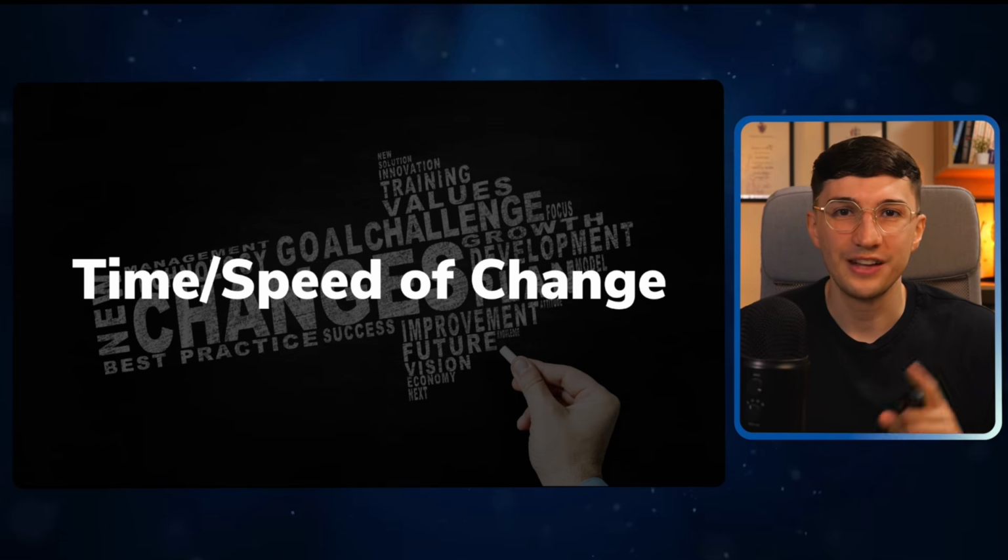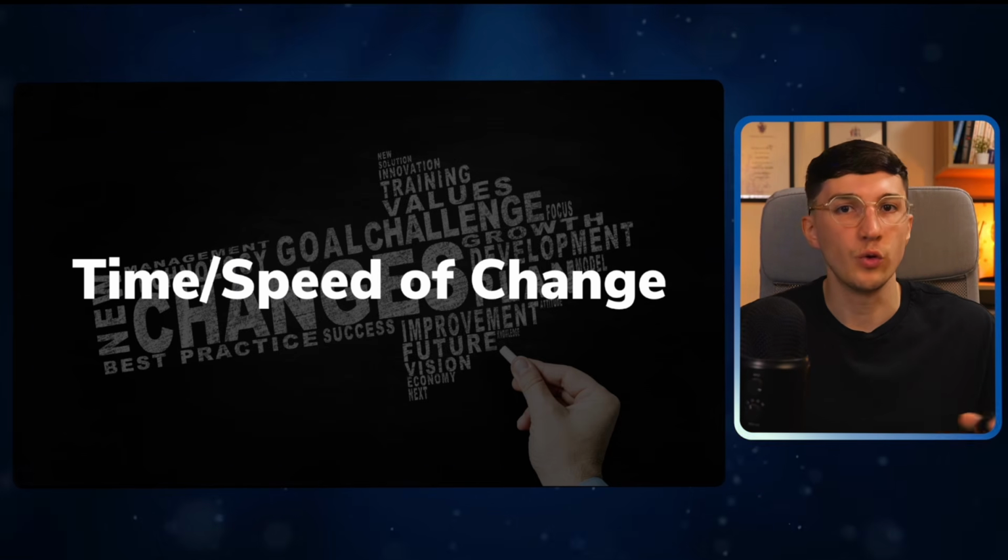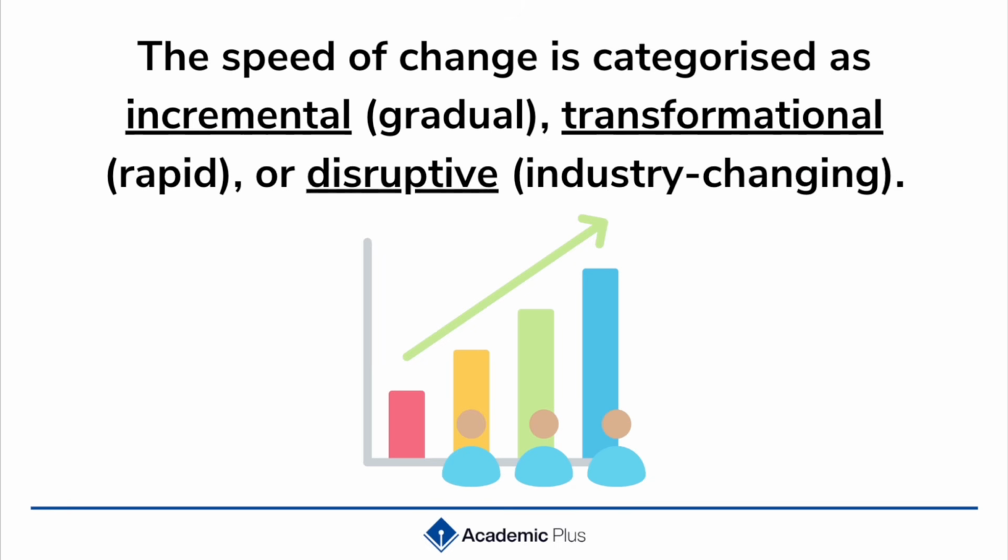The next key factor of change that we'll take a look at will be the time or speed of the change itself. Now, there's different ways of us categorizing this. First of all, we've got incremental change, which is a bit more gradual. So this is like Tesla improving their battery efficiency in electric vehicles over time. Then we've got more transformational change, which is a bit more rapid. This is like Netflix shifting from DVD rentals to more of the streaming services. Or we've got disruptive, which is more industry changing, such as AI-powered chatbots replacing customer service roles in many different industries.